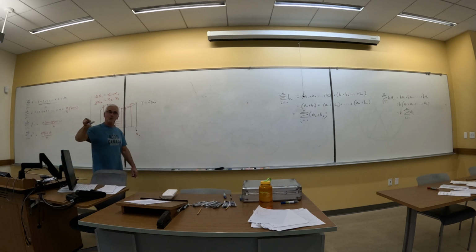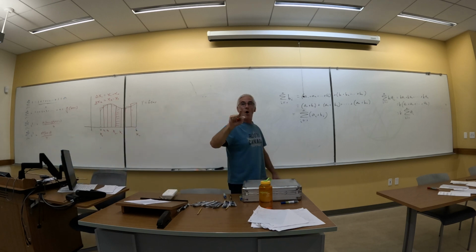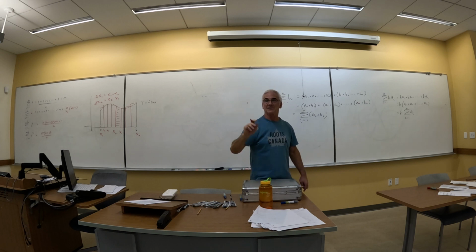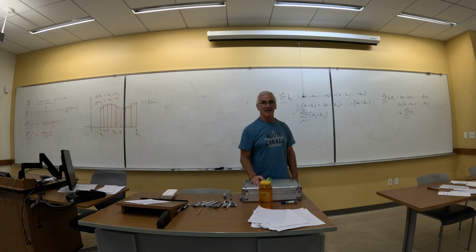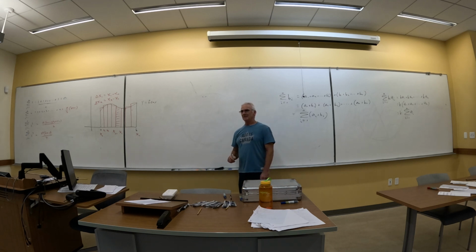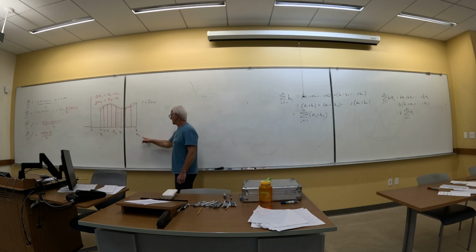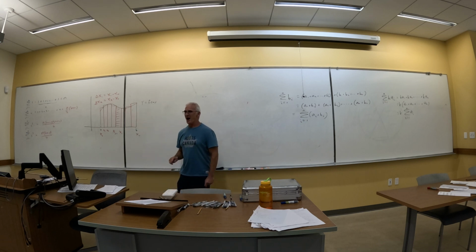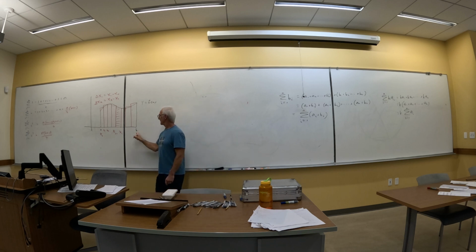But I said we were going to partition this in such a way that all of the widths are exactly the same. That makes it a lot easier. Okay, exactly how many rectangles do I have? N. I have n rectangles. How wide is my interval? B minus A.